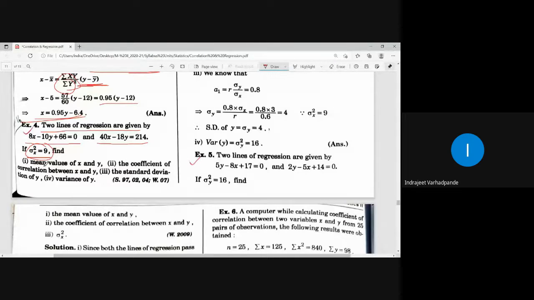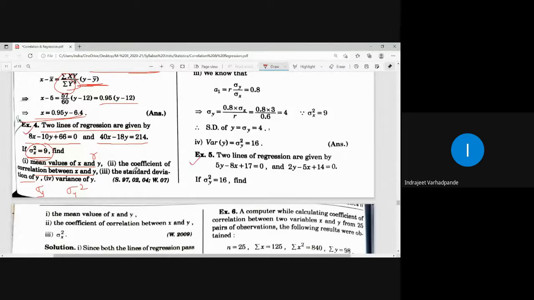Then find the mean values of x and y. Mean values of x and y means I have to calculate x bar and y bar. Coefficient of correlation between x and y means R. Standard deviation of y means sigma y, and sigma y will be calculated if you have the value for sigma y square. So all these quantities are to be calculated from the information which is provided.